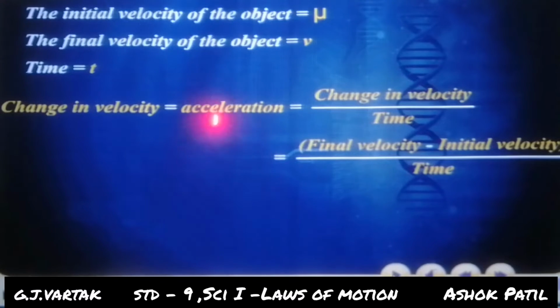The formula here: a means acceleration, final velocity means v. Then you can substitute the value of final velocity v minus initial velocity u, and time t. Then a is equal to final velocity minus initial velocity upon time.